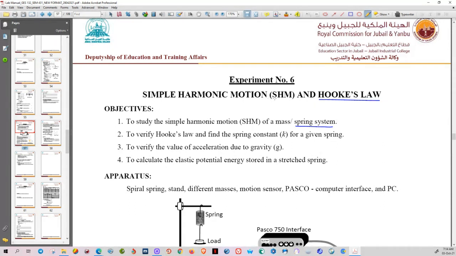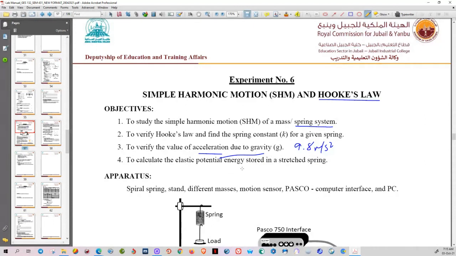So we are going to study that in a spring. We will also verify what we call Hooke's law and use it to find the spring constant K. And then we are going to combine these two to actually verify the value for gravity. When someone asks you the gravity, what's the acceleration? You will answer 9.8 meters per second squared. But how do you get 9.8? So today we are going to calculate the acceleration due to gravity.